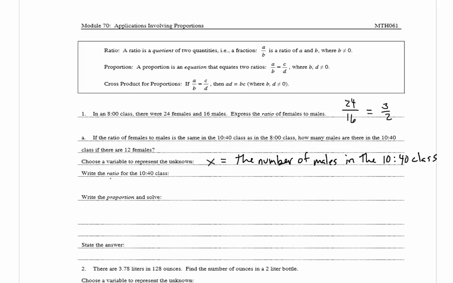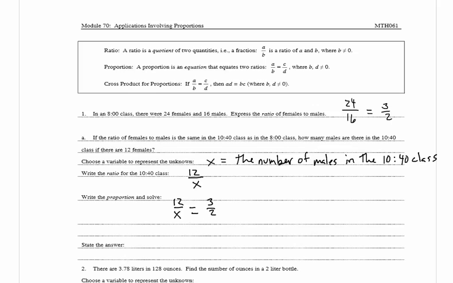And now they want us to write the ratio for the 1040 class. And remember that females were in the numerator and males was in the denominator, so we need to stick to that. So we're going to have the ratio for the 1040 class is the number of females, which is 12, over x, which represents the number of males in that class. And now we want to write a proportion and solve. So we have 12 over x is equal to the ratio from the 8 o'clock class, which was 3 over 2. And now we're going to cross multiply.